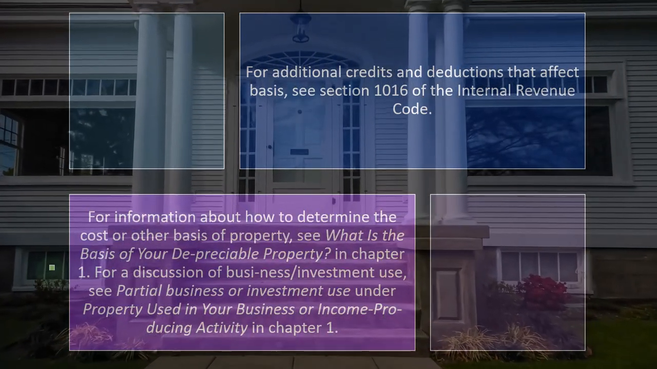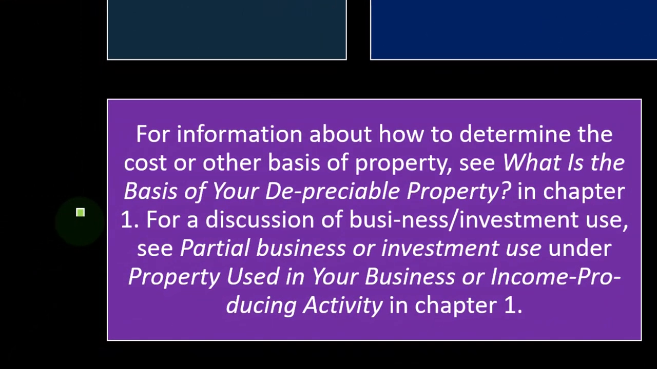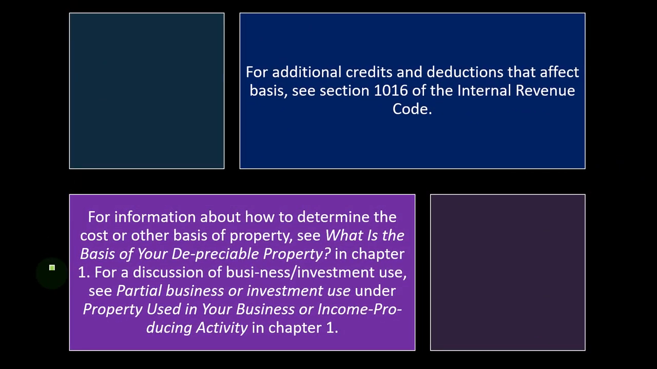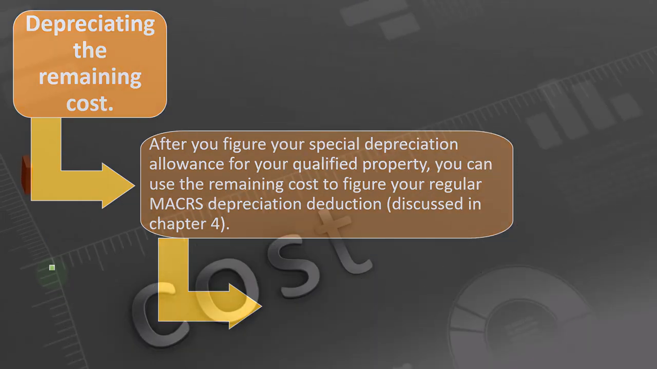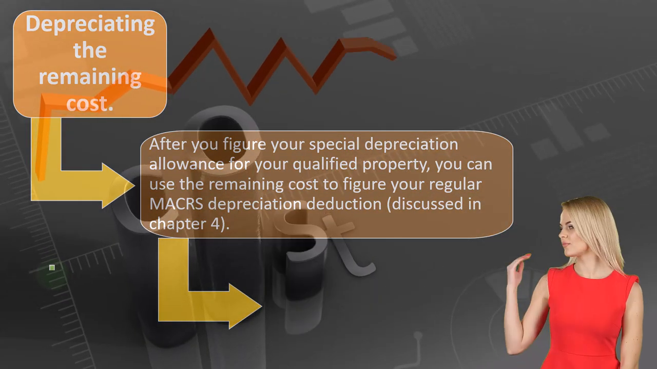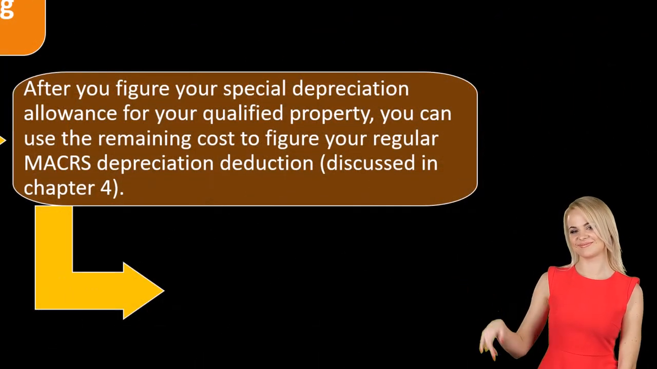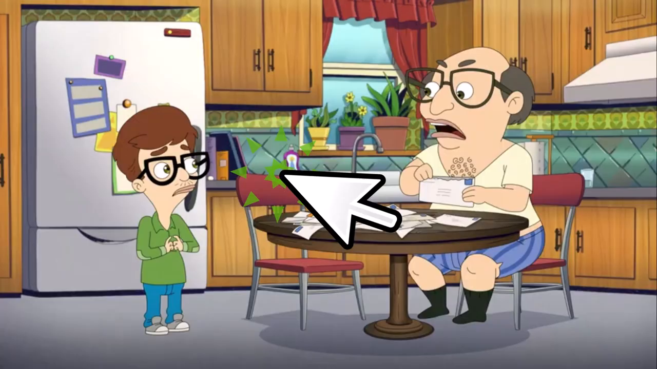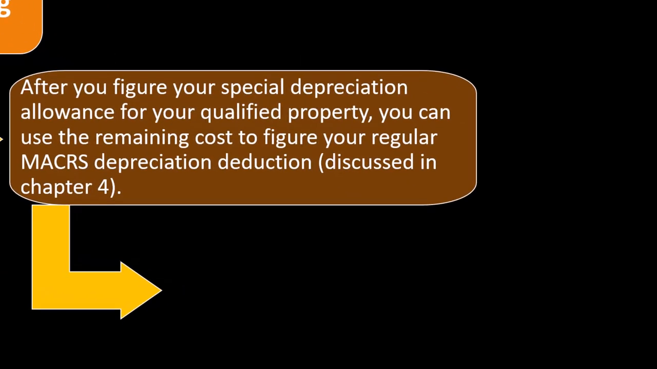For information about how to figure the cost or other basis of property, see What Is the Basis of Your Depreciable Property in Chapter 1 for a discussion of basis. There's another link that you can take a look at here, but in any case, that is about depreciating the remaining cost. So after you take the special depreciation up front, you may have basis left over that you might need to be depreciating on a normal basis going forward. After you figure your special depreciation allowance for your qualified property, you can use the remaining cost to figure your regular MACRS depreciation. That's going to be the normal depreciation methods, which we'll talk about later.